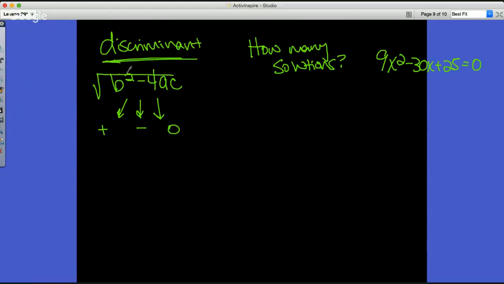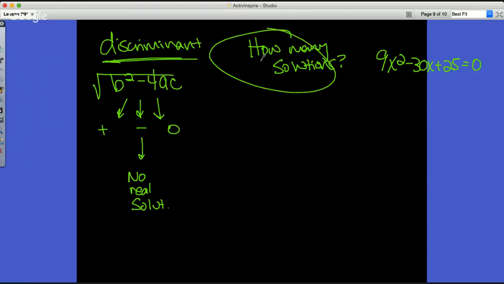If it is negative, anything inside a square root that is negative will get me no real solutions. That's very important. Now, if you were to do the quadratic formula and you were to get a negative number, continue. That's okay. But if I asked how many solutions there were and you got a negative number, you could stop right there and tell me no real solutions.